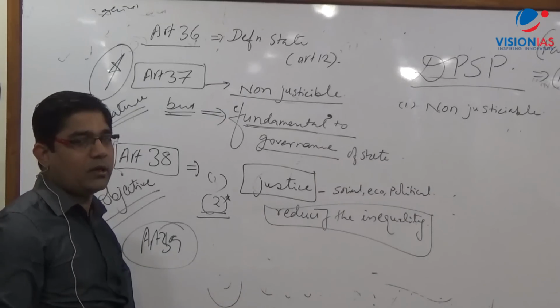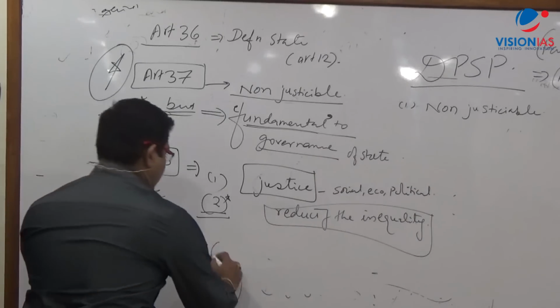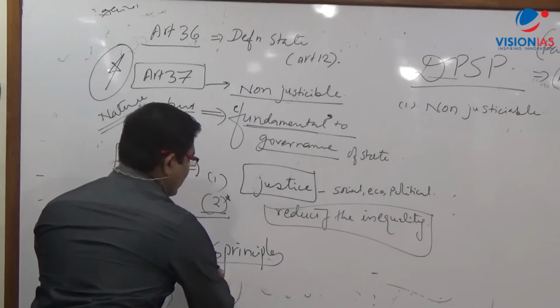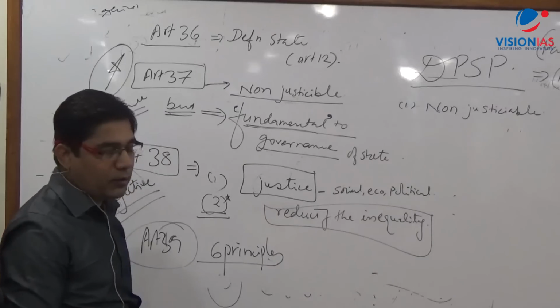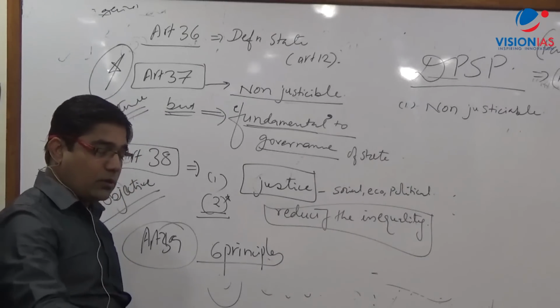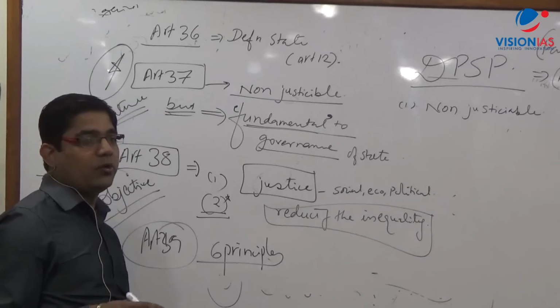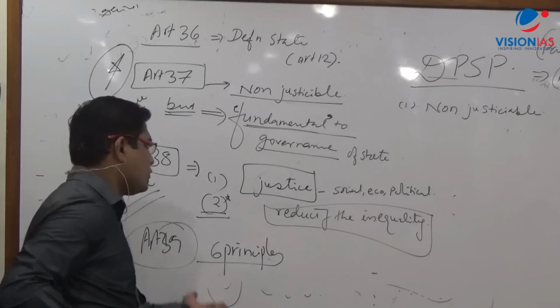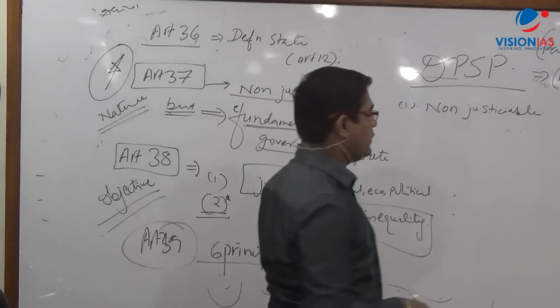बताया है. Okay, there are some six so-called social principles to be followed while making the policies. Okay, some specific 6 principles to be followed while making the policies. इसमें से B and C अभी जो देख लिए थे. A क्या है?